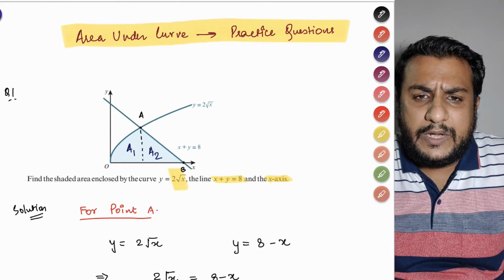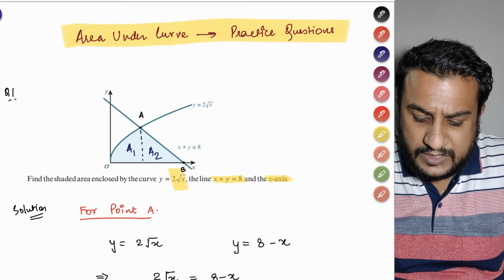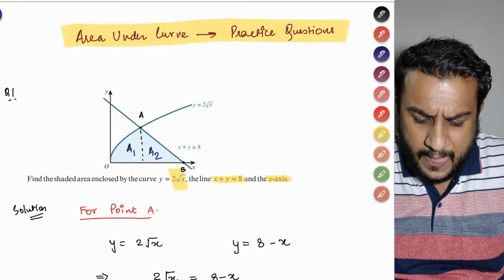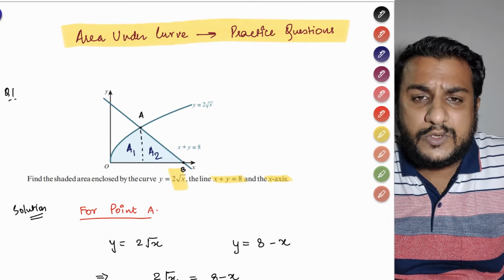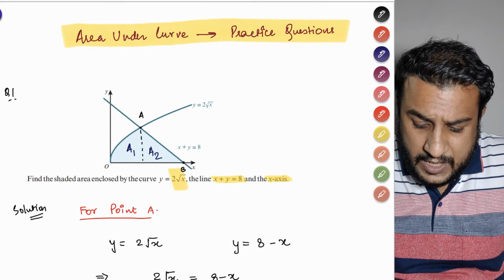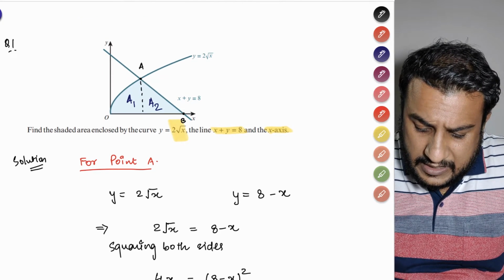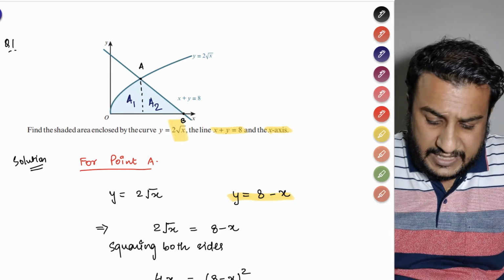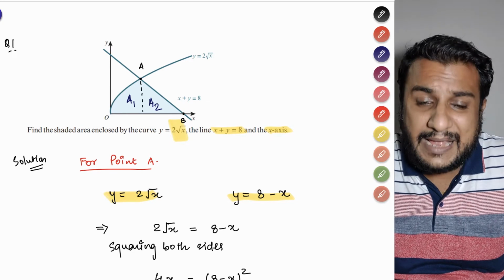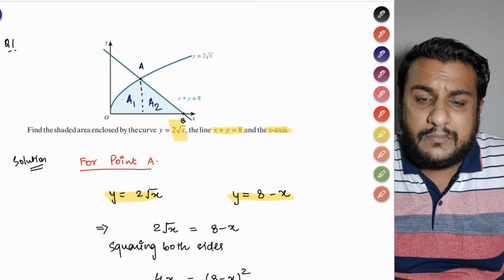So no problem. First we find this point of intersection. Two equations are given to us. How do we find the point of intersection? We need to solve these two equations simultaneously. The first equation is y equals 2 root x, and the second, the equation of a line, is x plus y equals 8. From the equation of the line, making y the subject, I get y equals 8 minus x. And the curve is y equals 2 root x. Solving these simultaneously, I get 2 root x equals 8 minus x.